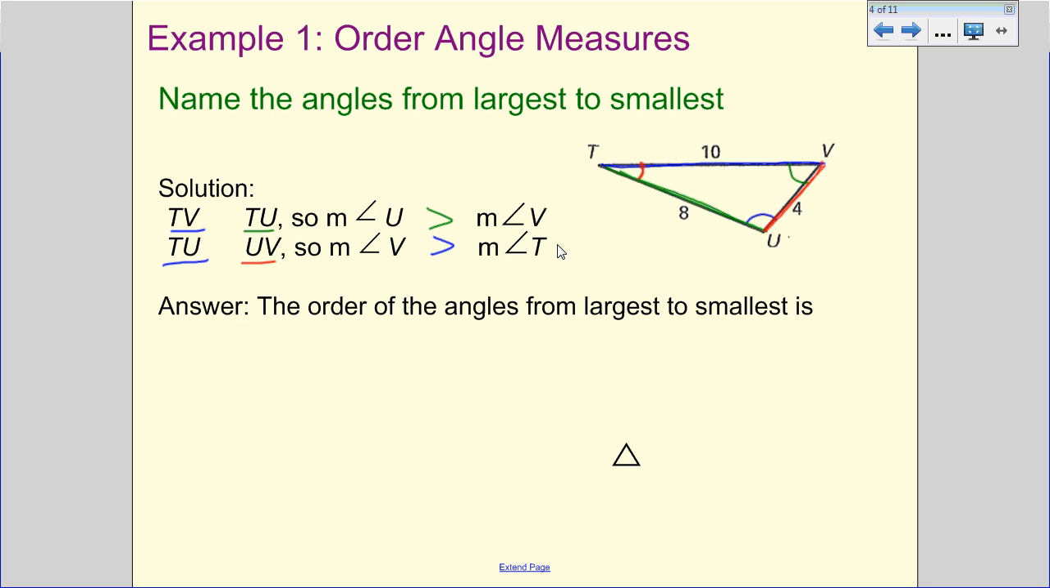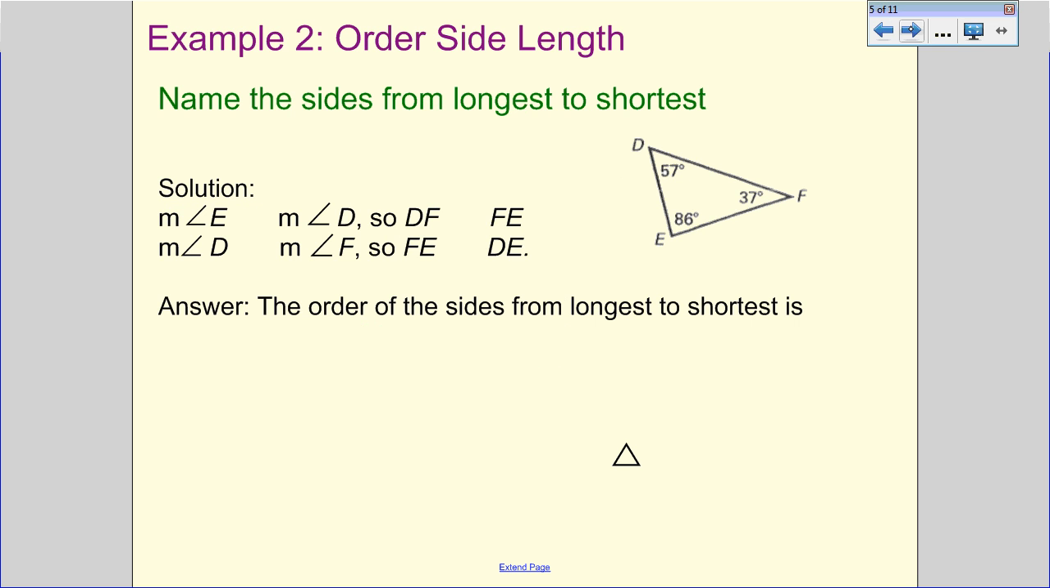So if I have to put my angles in order from largest to smallest, I'm going to start with my largest side, 10, and go across to that, and that's angle U. I'm going to go to my 8 and go opposite that, which was angle V, and then take my 4 and go opposite that, which is angle T. So if you can put numbers in order, ladies and gentlemen, and you can go across the triangle, you can put angles and sides in order.